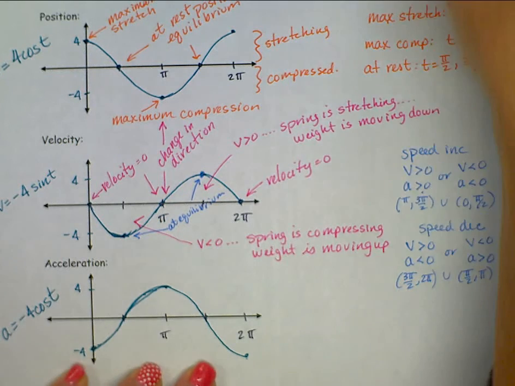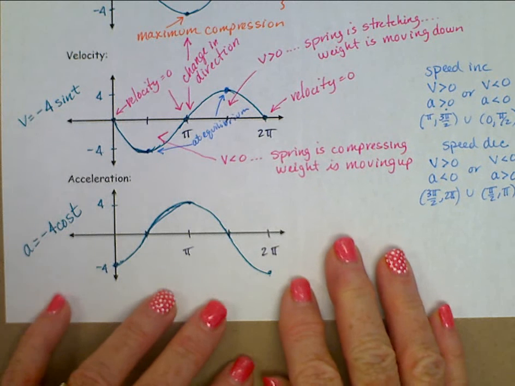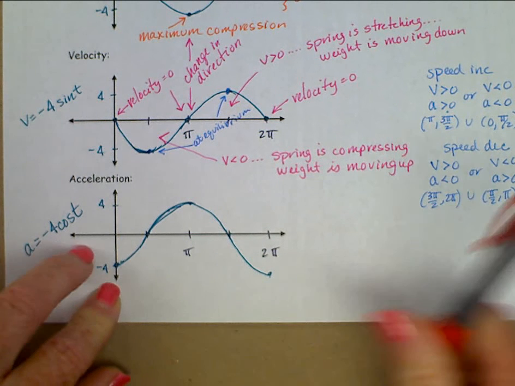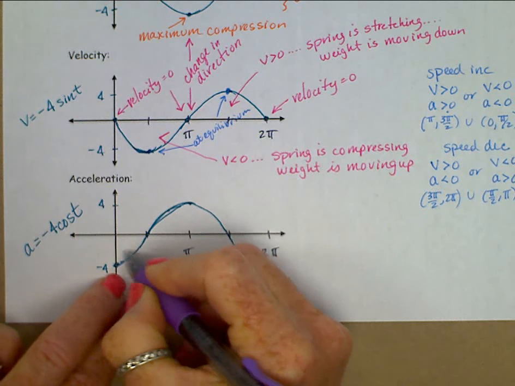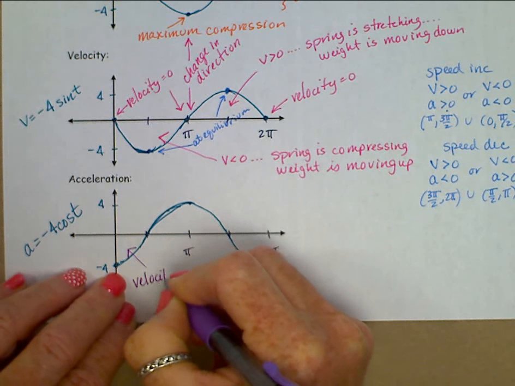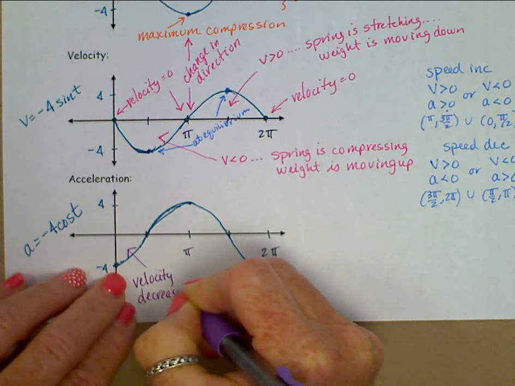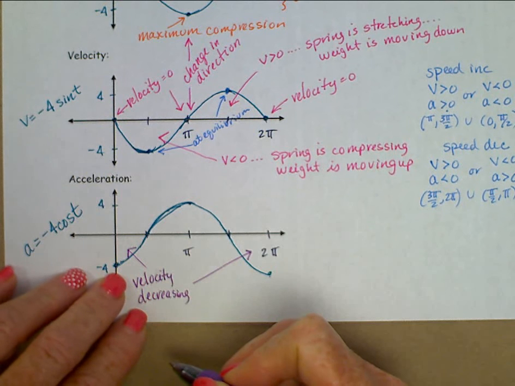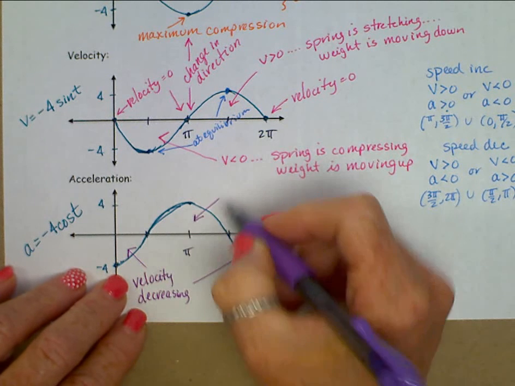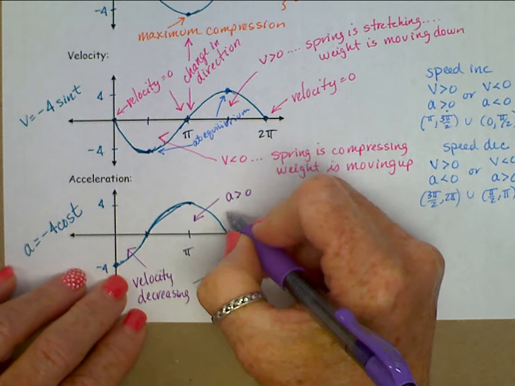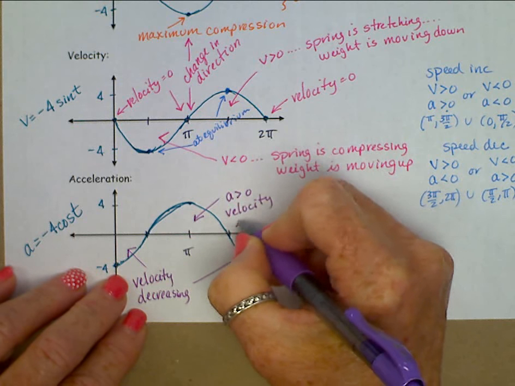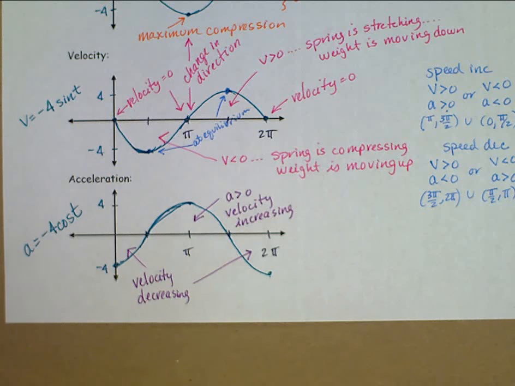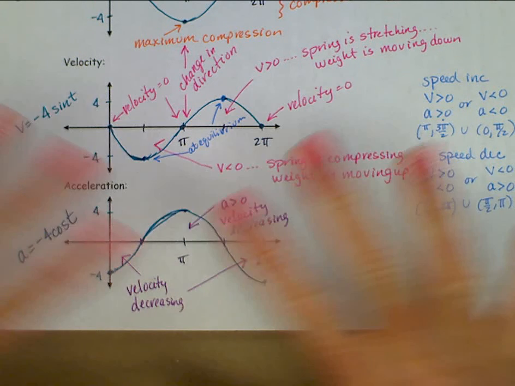All right, last bit down here, looking at acceleration. Down here on this one, when acceleration is negative, velocity is decreasing. Also over here, acceleration is negative, so velocity is decreasing. And up here, acceleration is positive, so velocity is increasing. Okay? All right. We're going to kind of put this all in a nutshell on the very next page.